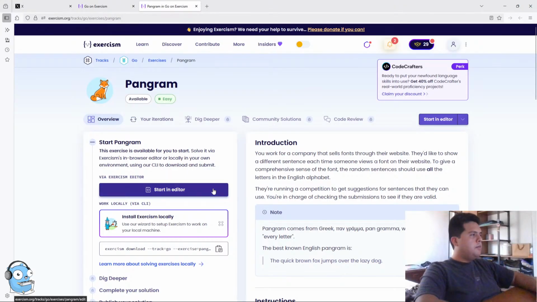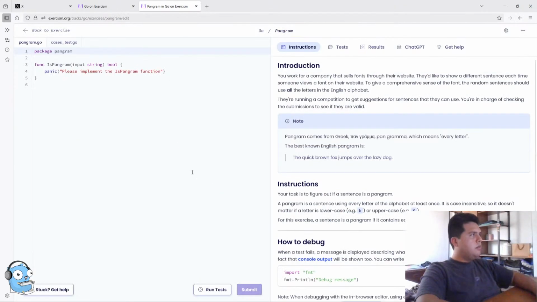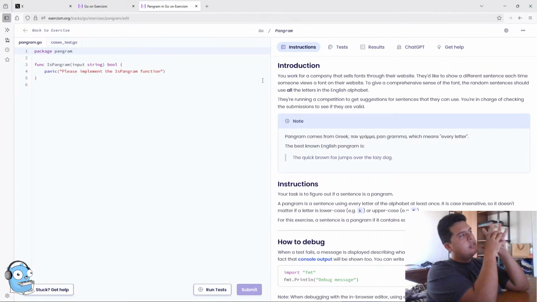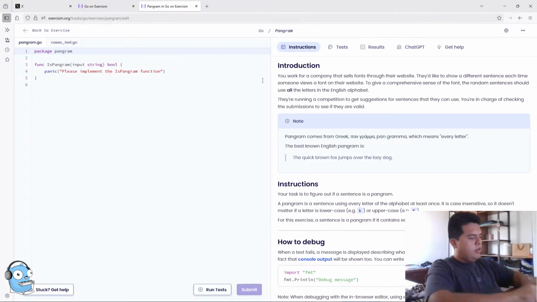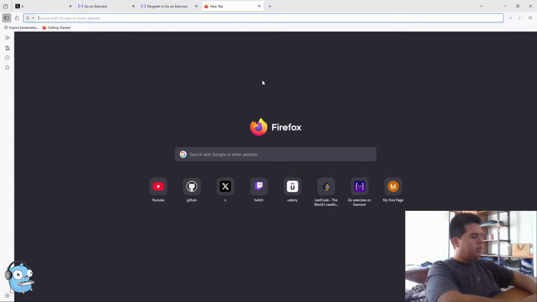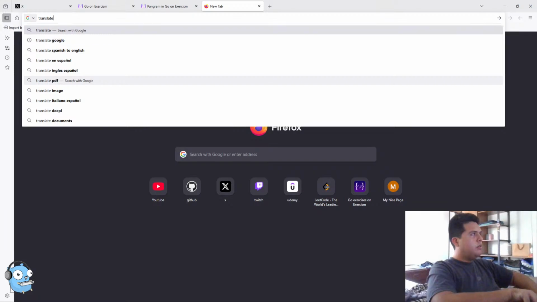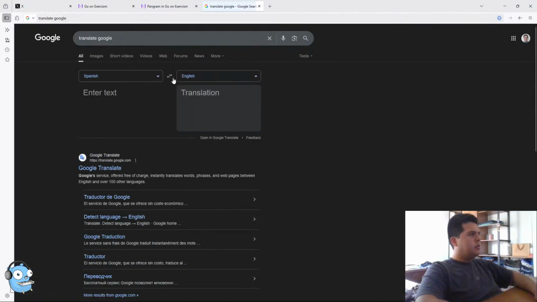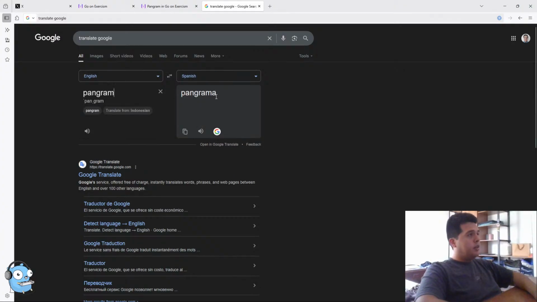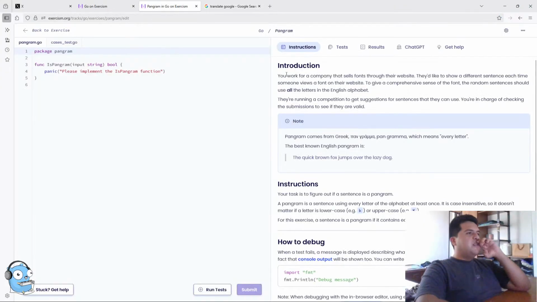Okay, we started. First of all, this exercise is pangram. I don't know what pangram means, so let me check and translate. Pangrama. I don't know what pangrama means in Spanish. We'll see later. Okay, introduction.